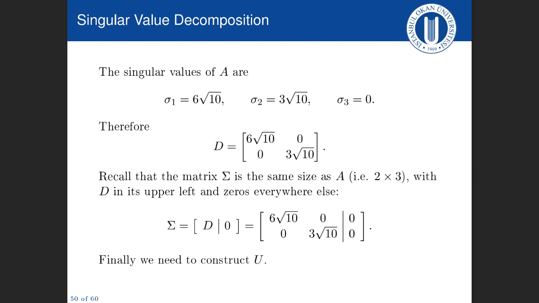Remember that the matrix sigma must be the same size as the matrix A that we started with. We started with a 2 by 3 matrix, so sigma must be a 2 by 3 matrix. Sigma must have this diagonal matrix D in the upper left, and it must have zeros everywhere else. So we take D, put it top left, and then we fill in zeros everywhere else, and then we have our sigma.